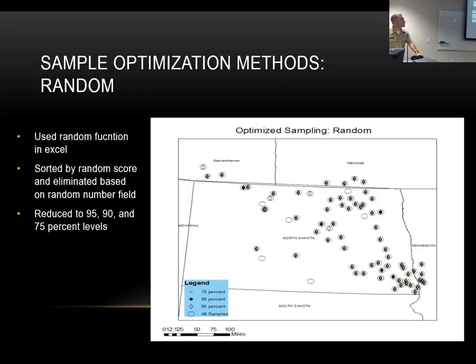So how'd that look? So this is the random optimization. I just used the random function in Excel. There's probably a million ways you could do this. Basically, I just sorted it by random score. To get to 95% of 73, I removed the top four scoring lines. To get to 90, I think I removed another 8, and then 75, I think, was 13 or 15 lines. So that's what it looked like. You can see all the different levels of random lines that were removed.